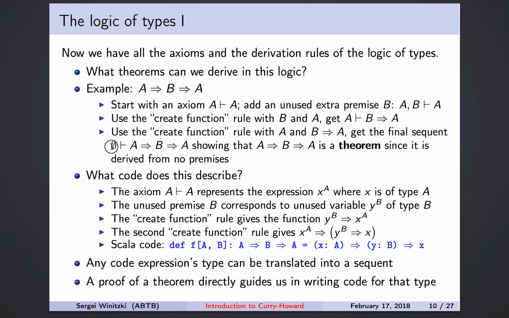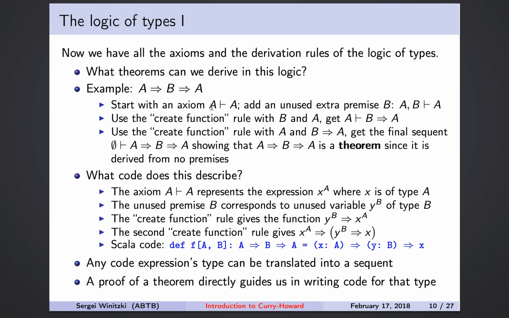And we have proved this sequence because we have derived it using axioms and the rules of derivation. And since this is a formula that is derived from no premises, it is a theorem. What is the code that is behind this proof? Now, recall that every time we use an axiom or a rule of derivation, that corresponds to a certain expression of code that we could write immediately.